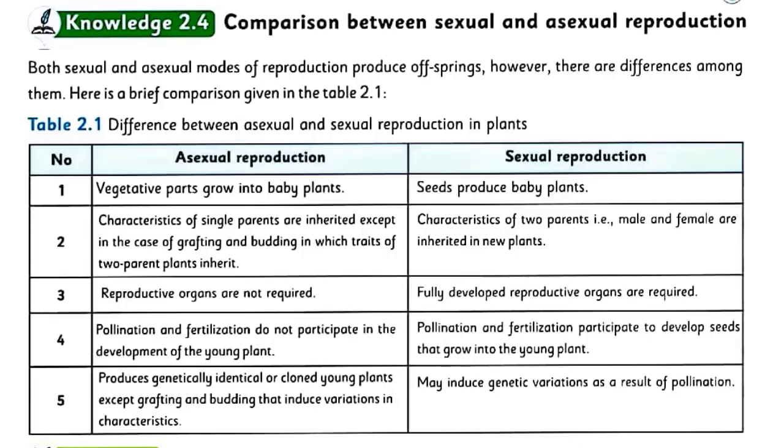Sexual reproduction. 1. Seeds produce baby plants. 2. Characteristics of two parents, i.e., male and female, are inherited in new plants. 3. Fully developed reproductive organs are required. 4. Pollination and fertilization participate to develop seeds that grow into the young plant. 5. May induce genetic variations as a result of pollination.